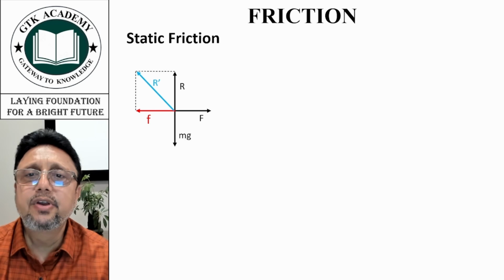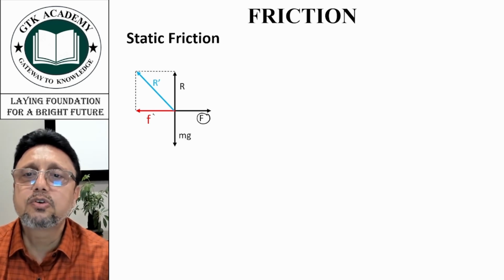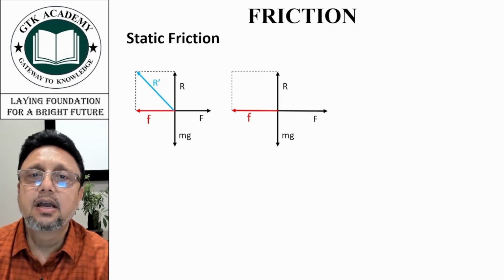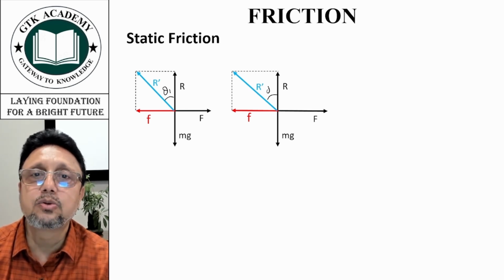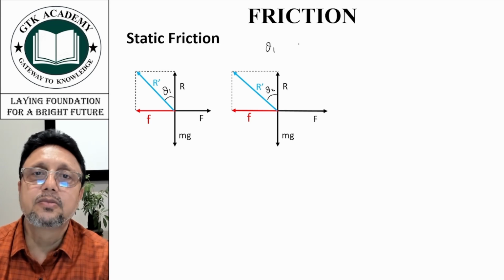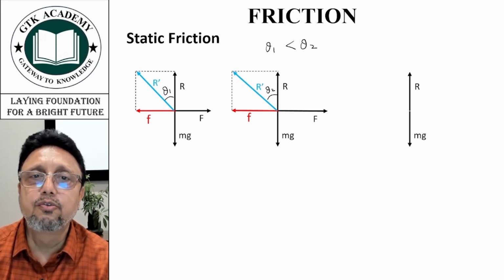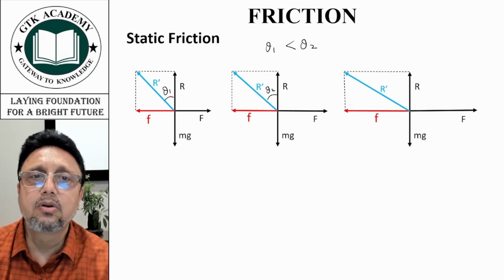Now we know that if we increase this force, friction will also increase. Now if we increase F, this small f will increase and hence the resultant will also increase, and it will be more tilted on the left side. If you have angle theta 1 here and this is theta 2, so theta 1 is less than theta 2. That means R dash is tilting towards left.